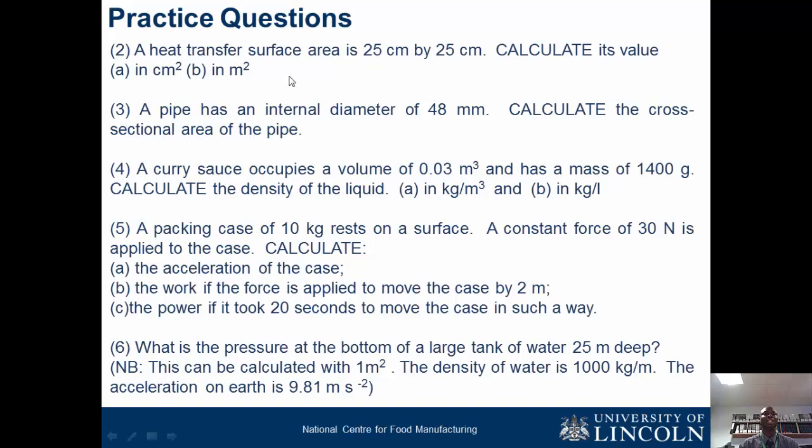For question number 2, a heat transfer surface area is given to us as 25 centimeter by 25 centimeter. I want us to calculate the value in centimeter square and in meter square. Don't forget, if you multiply 25 by 25 and you get 625, without giving me the unit, I do not know whether you are talking in centimeter square or meter square or in kilometer square or mile squares. So it is important you put the unit.